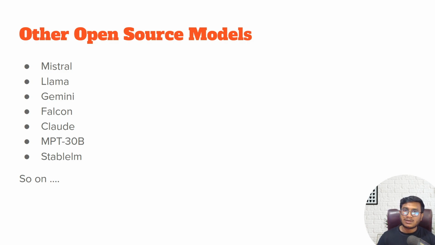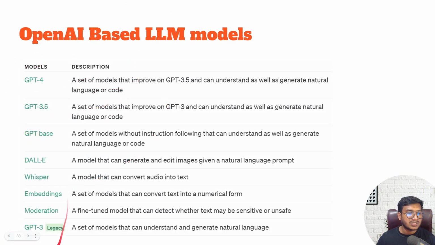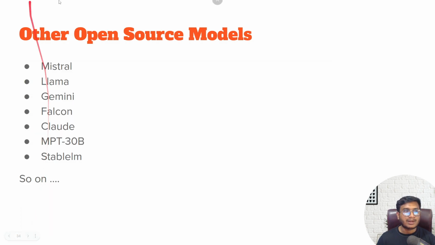See, there are two kinds of large language models available. One is the commercial model. Commercial model means, like, OpenAI based models. If you want to use these models, you have to pay. You have to take the subscription. But if you're not interested in paying, you can use open source large language models. These models are available on the Hugging Face platform. If you're using these models, you don't need to pay.